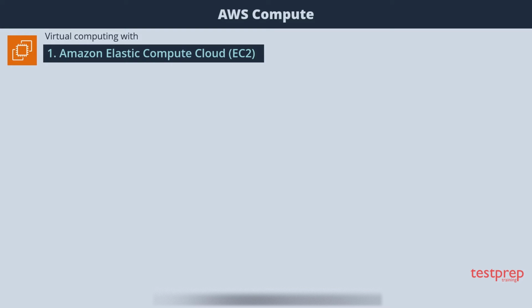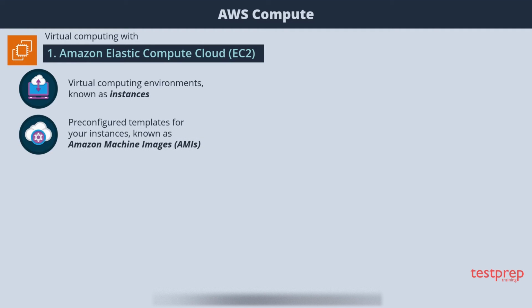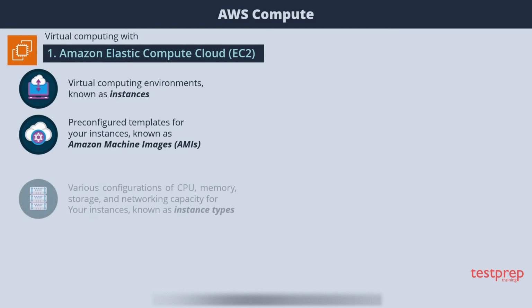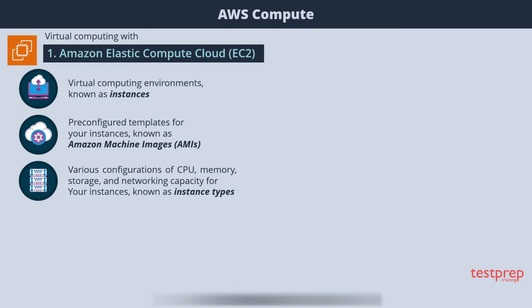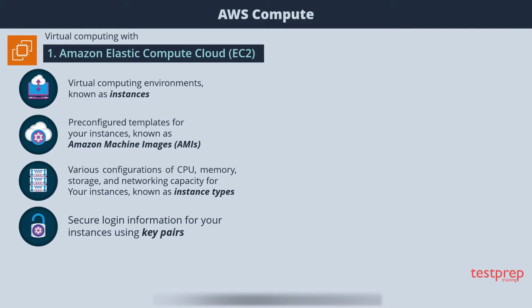Features of Amazon EC2. EC2 is basically Amazon's virtual machine. It offers virtual computing environments, which are known as instances. EC2 has both Windows and Linux-based instances. There are pre-configured templates for your instances, known as Amazon Machine Images. It has various configurations of CPU, memory, storage, and networking capacity for your instances. These are known as instance types. For security, it uses key pairs for secure login information for your instances.